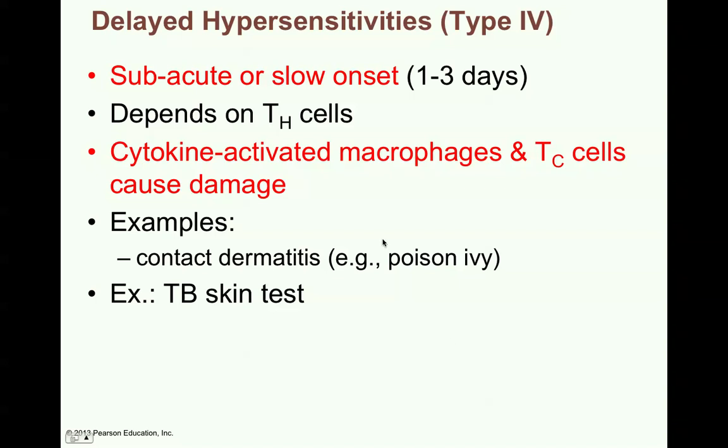Delayed hypersensitivities would be subacute, with slow onset, 1 to 3 days, and it depends on the helper T cells. This is when cytokine-activated macrophages and cytotoxic T cells are causing damage to the body. Examples would be contact dermatitis, poison ivy. Also, the TB skin test.